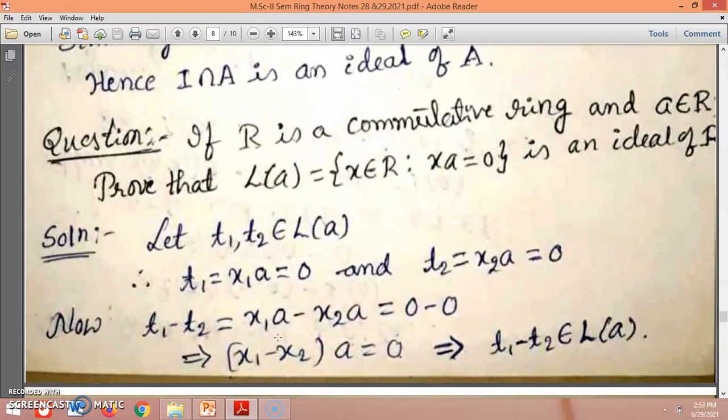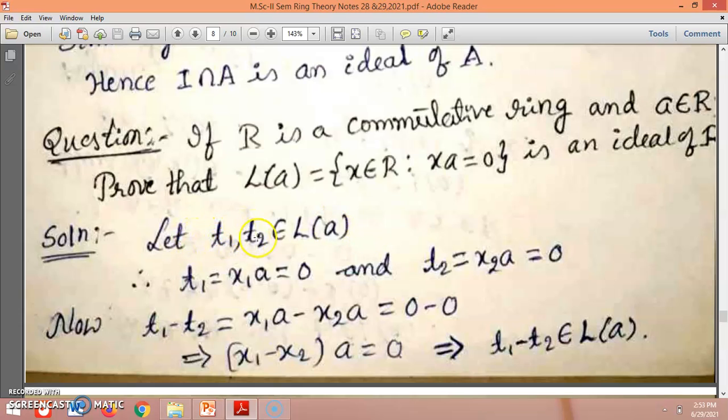Another question we have here: if R is a commutative ring and a is an element of R, prove that L of a, expressed as L of a equals the set of x such that xa equals 0, the product of any element x of R and a, which gives product 0, is an ideal of R. We need to prove that.